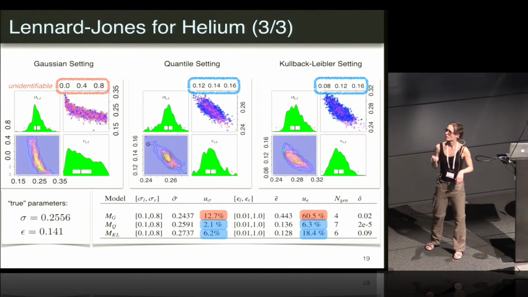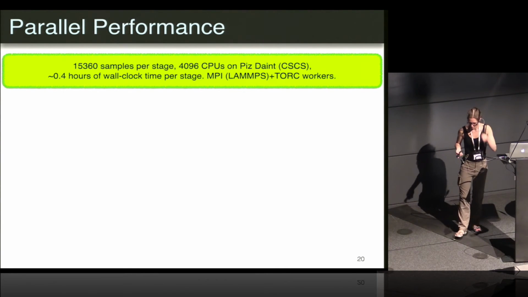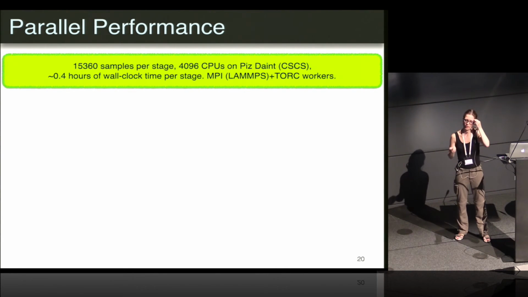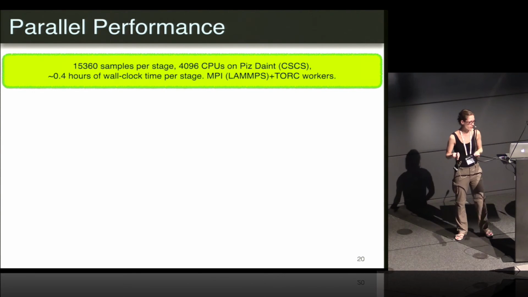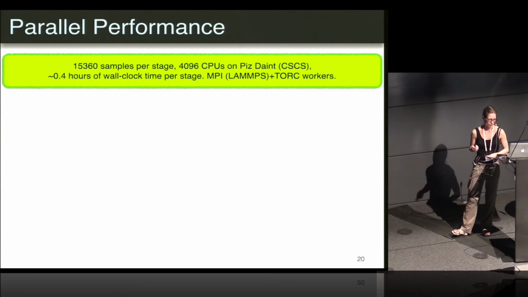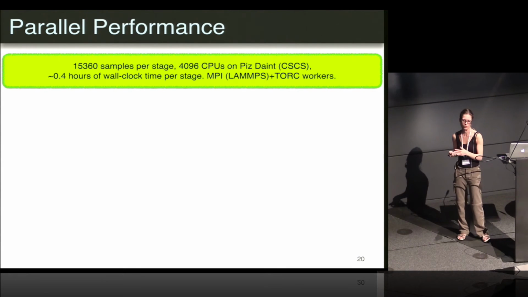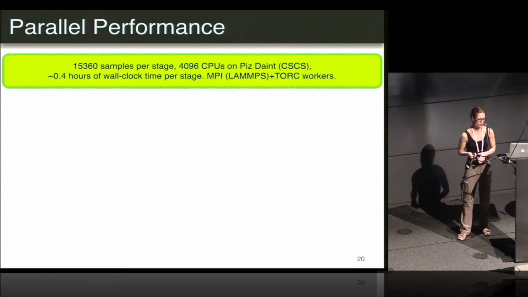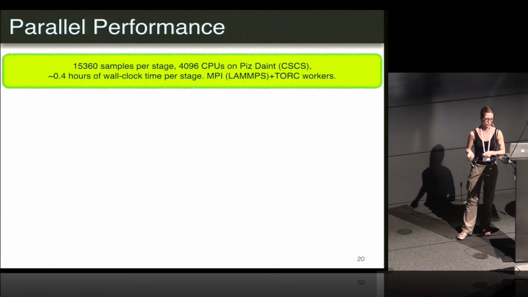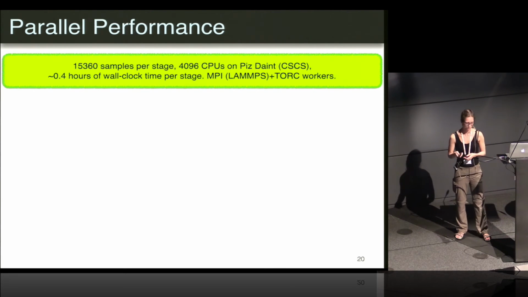And from the parallel performance point of view, we used 512 nodes on Piz Daint. So it's around 4,000 CPUs. We used 15,000 samples per stage, and it took around 0.4 hours of wall clock time per stage. And here are the methods of parallelization. So we used the TORC workers, and for our LAMMPS run, we used the MPI parallelization.